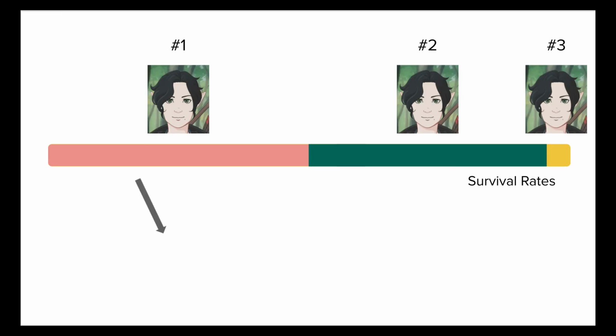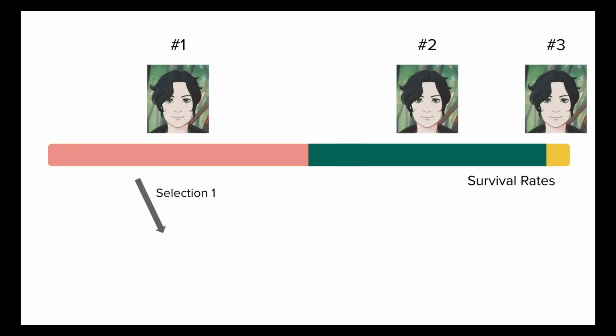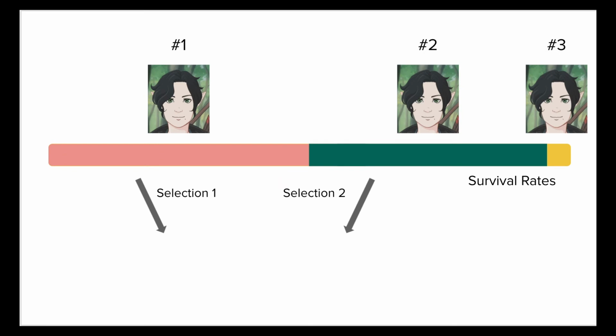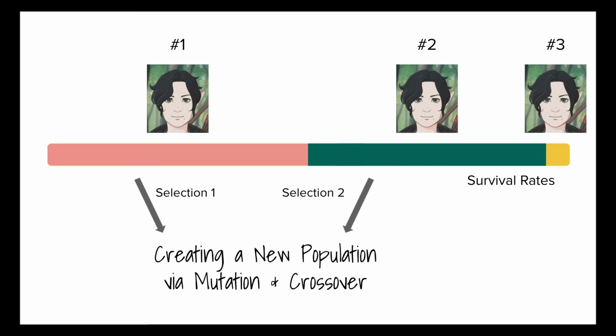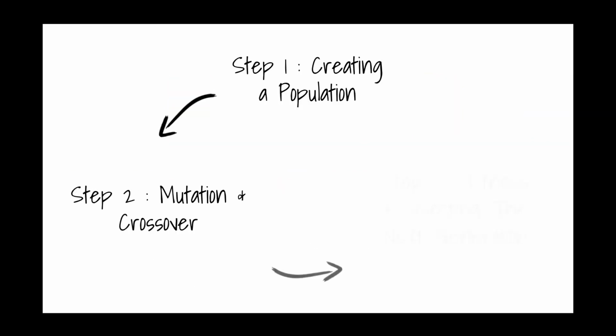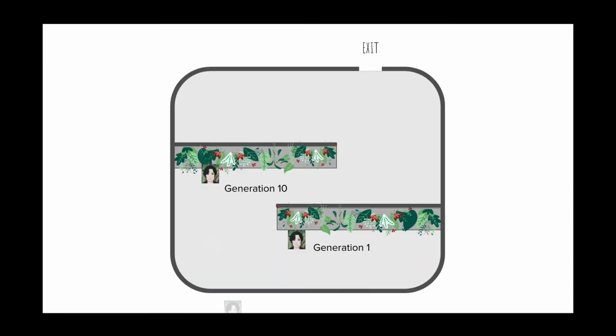Then we select a pair from our population according to fitness scores, and clone them for the next generation, hence completing our loop. So every generation from then on will be better and better than the last one.